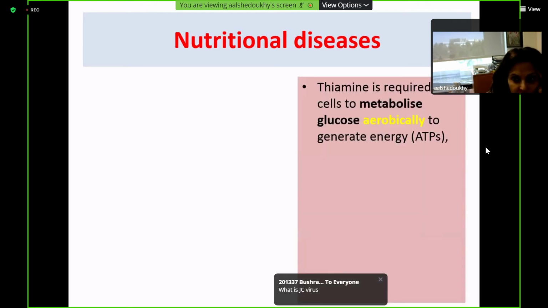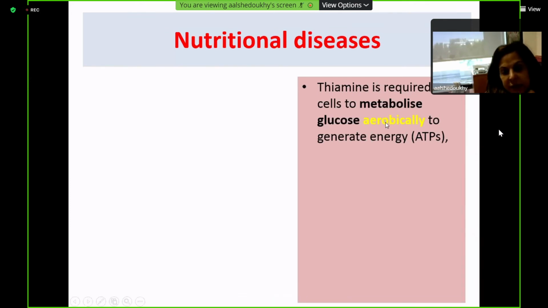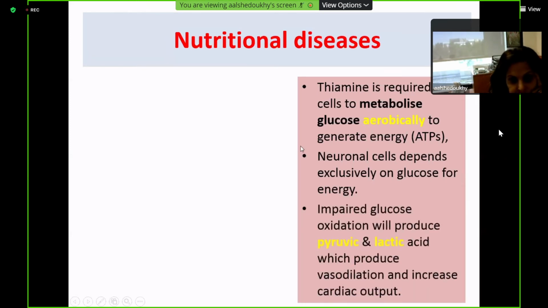We're going to talk about the value of thiamine. Thiamine is an important vitamin. It is required for cells to metabolize glucose aerobically and generate ATP. We know that neuronal cells depend on glucose and aerobic energy. When we have impaired glucose oxidation, the alternative energy fuel for the mitochondria to generate ATP will be to produce pyruvic and lactic acid, which is an anaerobic way.